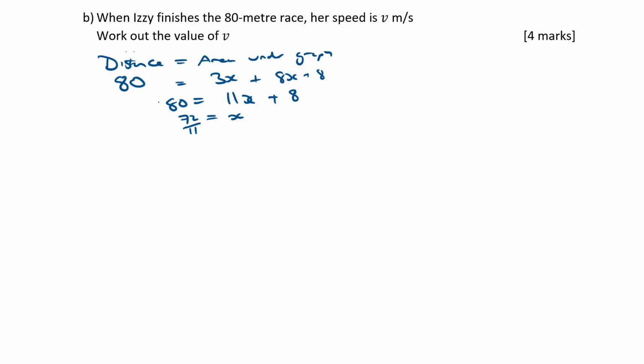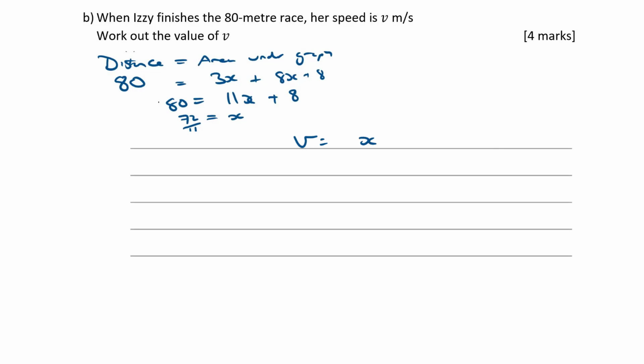So v then, v is equal to, should really do it down here, I suppose. So v is equal to my x plus 2. So I said it was 72 over 11 plus 2 then. So what is 72 over 11 plus 2? 72 over 11 plus 2, that's 94 over 11.